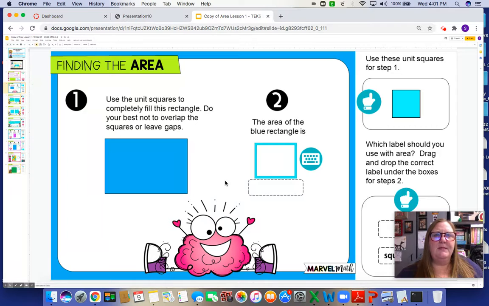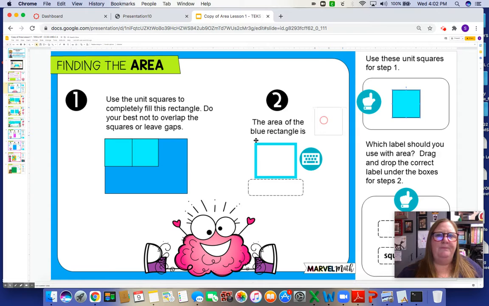All right, so let's practice again. Again, it's important that you read the directions every time you do a slide first. Don't just think you know what you're supposed to do. And so it says, number 1, use the unit squares to completely fill in this rectangle. Do your best not to overlap the squares or leave gaps. So we're going to go up here and we're going to get a square, and we're going to try to put it right along the edge. And we don't want to overlap them, which means we don't want to do that, right? And we don't want to leave gaps like that either. We kind of want them touching the best we can.